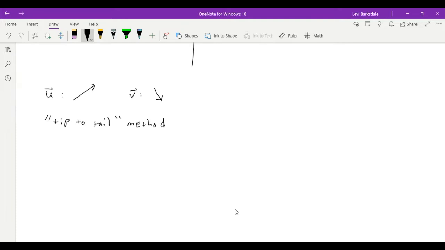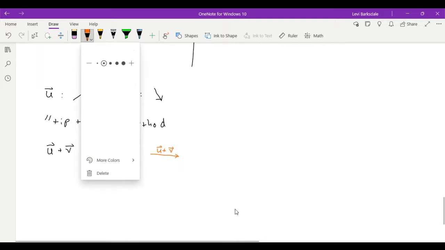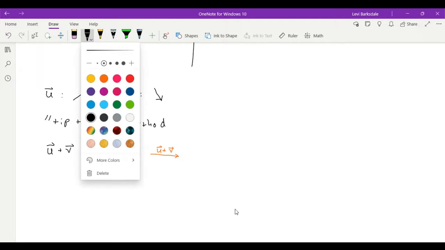And all that means is when we want to add two vectors together, we take our first vector, vector u like this, and then wherever vector u ends, that's where we start vector v. The new vector starts where we started and ends where we ended. So we can call this new vector, vector u plus v. That's how we add two vectors together.